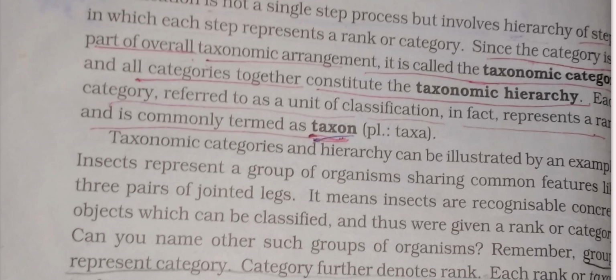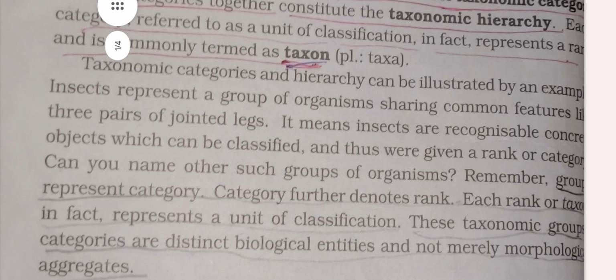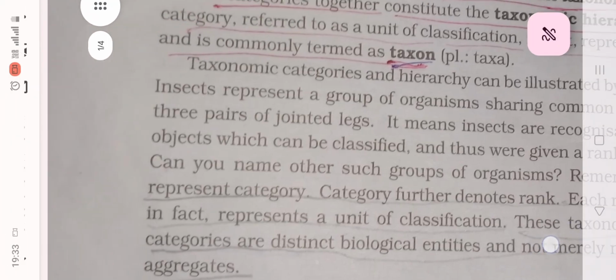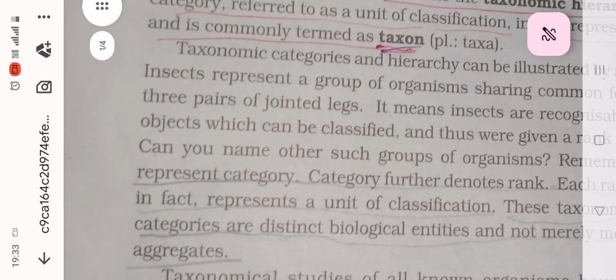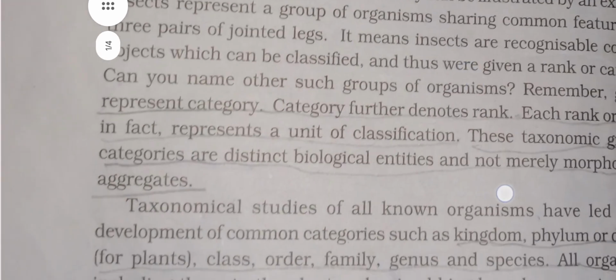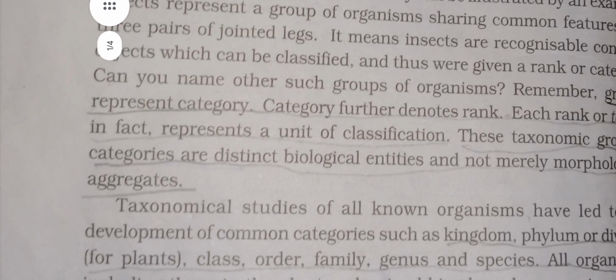How can you give that rank? In a school also, how can you give that rank? According to your class, like that. According to legs, ranks are given. Can you name such a group of organisms? Remember, group represents category. Group means category. Category further denotes rank. Each rank or taxon in fact represents a unit of classification. These taxa and categories are distinct biological entities and not merely morphological entities.